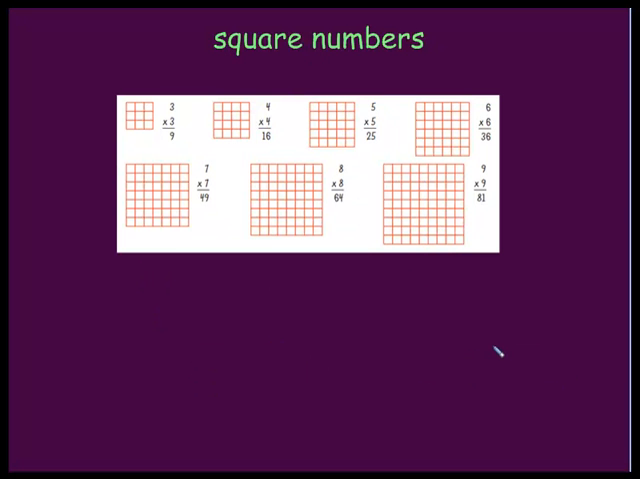You can also learn the square numbers. Sometimes it's helpful to draw the square numbers on grid paper. If we look at the arrays for the square numbers, you can see when you start with 3, when you multiply 3 by itself, 3 times 3 is 9, so 9 is the square number. 4 times 4 is 16. 16 is the square number. 5 times 5, 25 is the square number that's made, and so on.